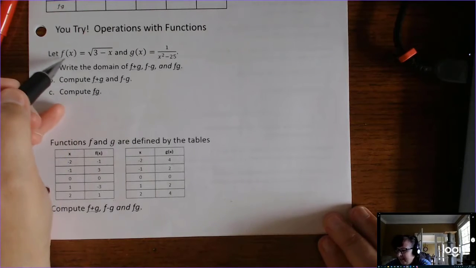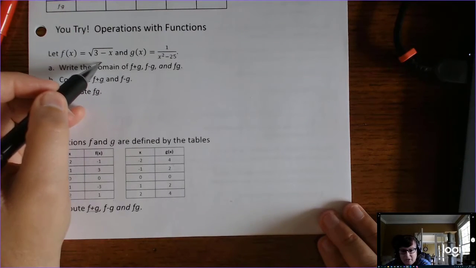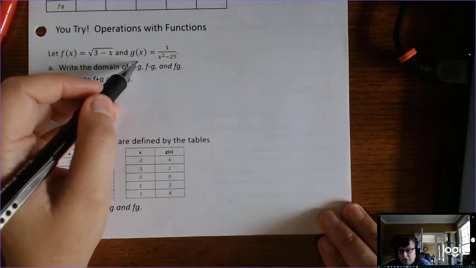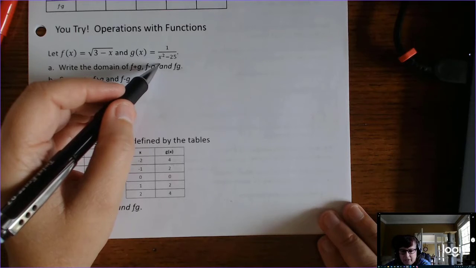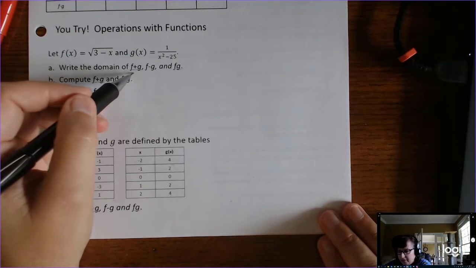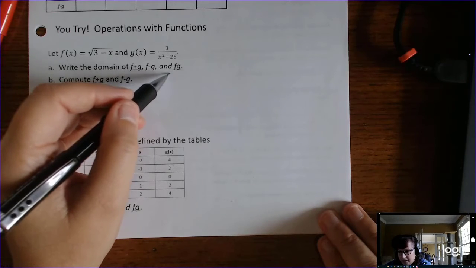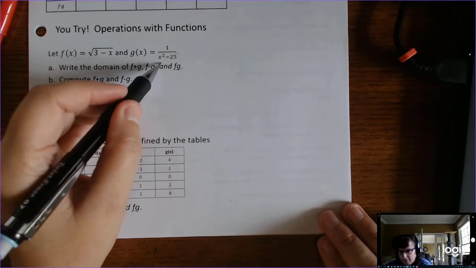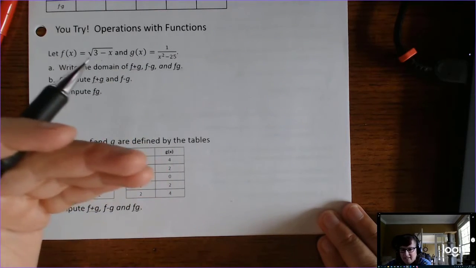Okay, so f of x is a radical function. Did you notice that it's going to have a domain restriction? g of x is a rational function. It also is going to have a domain restriction. So finding the domain of f plus g, f minus g, and f times g is the same. You want to find the domain of each one, and then it's the intersection.